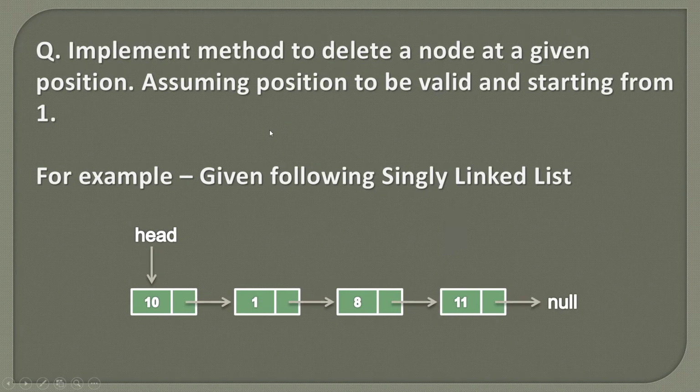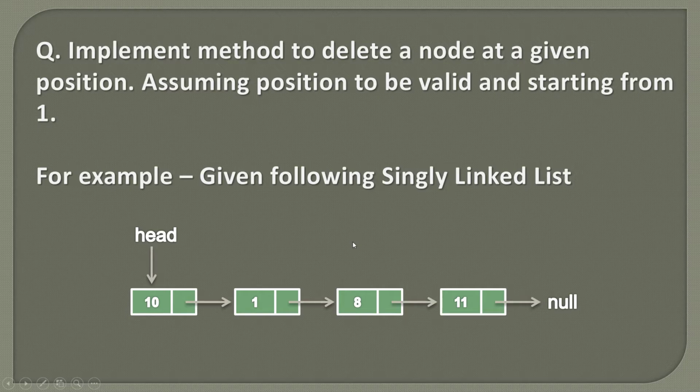So here you can see, let's say we want to implement a method to delete a node at a given position. For example, let's say we are given this singly linked list and we need to write a method delete which will take in a position, and we are assuming the position to be valid, which means it should lie in the boundaries of the singly linked list and should start from 1. So let's say in this singly linked list, if we want to delete a node at position 1, then that would be this node, which is the first node of a singly linked list. So we are assuming that it should start from 1.